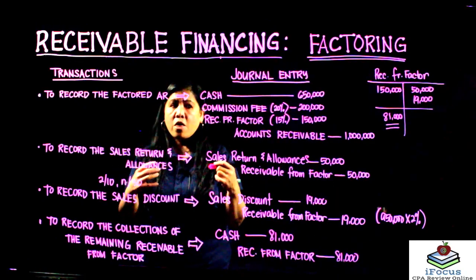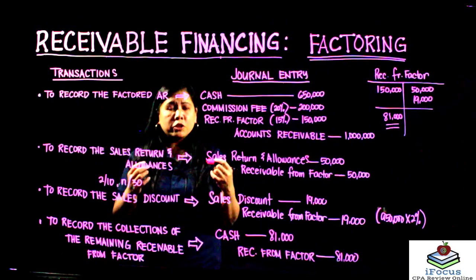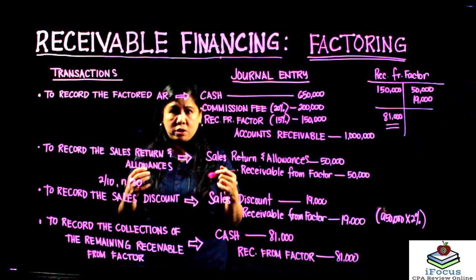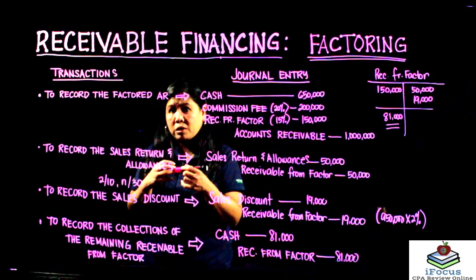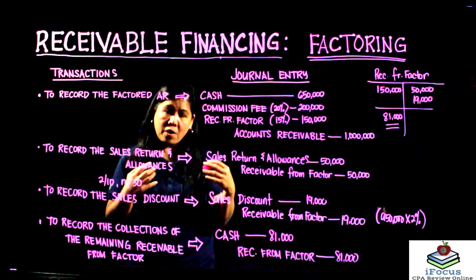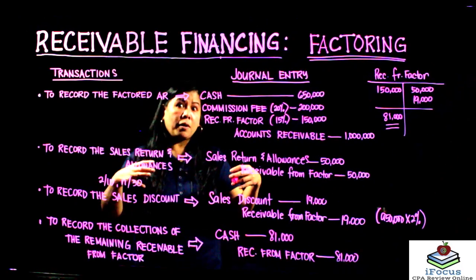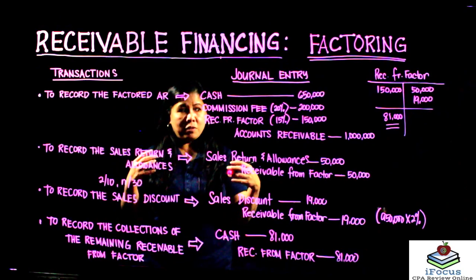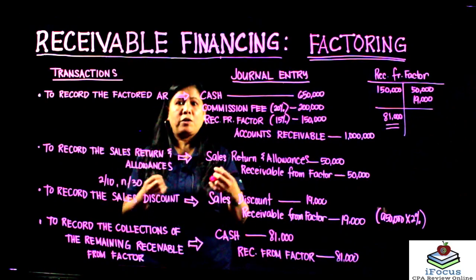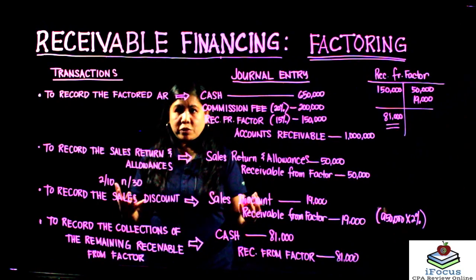What if there are accounts receivable na finactor natin kay factor na hindi niya masisingil? So remember, the commission fee includes the uncollectible accounts. The factor assumes the responsibility of the uncollectible accounts because the factor also has the responsibility for the credit approval. Si company, wala siyang allowance for doubtful accounts. Kasi, pag-generate niya na accounts receivable na yon, fina-factor na niya kaagad. Binibenta niya kaagad kay factor. So, wala siyang allowance for doubtful accounts.